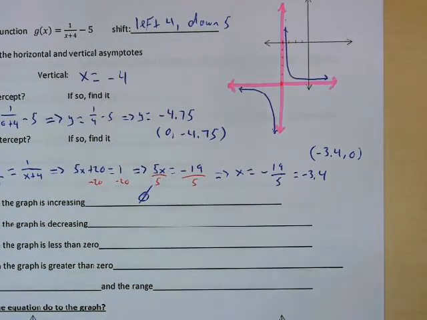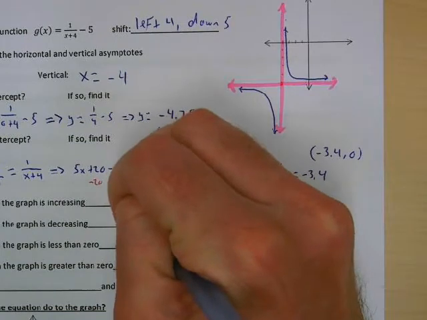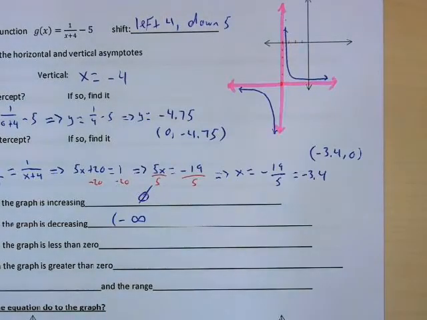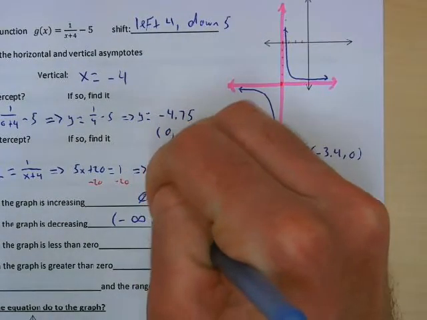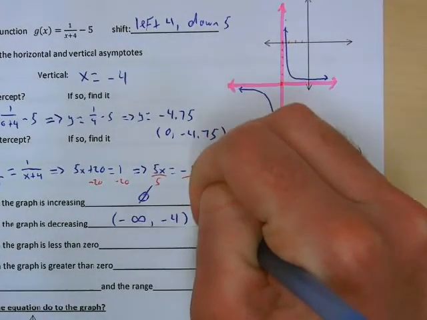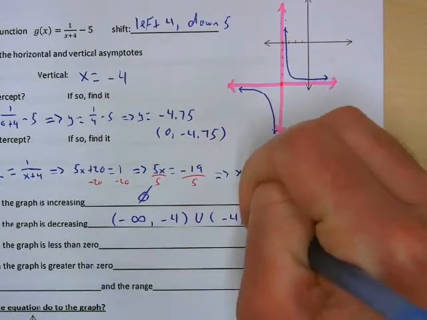When is the function decreasing? Well, for all values of x that exist on our graph. So it's from -infinity up to what? Well, always the asymptote, which is at -4. So from -infinity to -4, union with everything from -4 to +infinity.